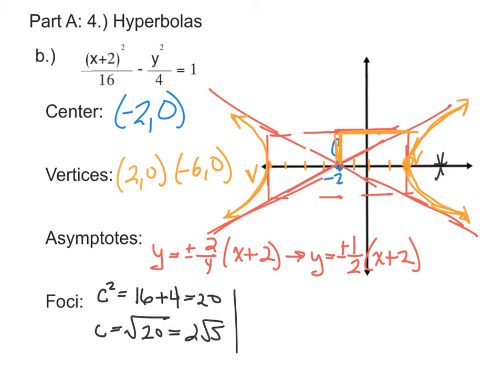Our two foci have to happen inside of the curves, inside of each branch of our hyperbola. And since those two foci are going to be to the left and the right of the center, we're going to start at the center, -2, 0, and add and subtract this 2 square root of 5 to the x coordinate.